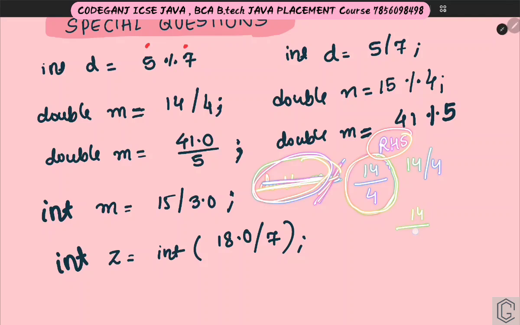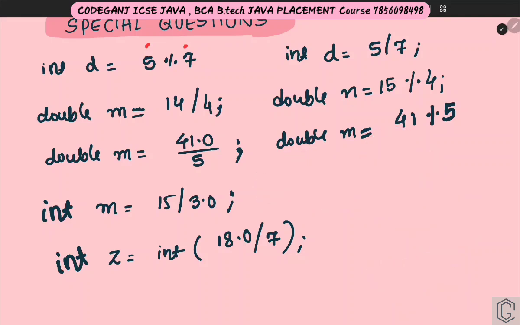So 14 by 4: 14 is an integer, 4 is an integer, so your answer will be calculated in integer only. It will only go 3 times and not 3.5 times. So your 3 got calculated. Now this 3 is going to get assigned into a variable called m, which is of type double. So it will add a 0.0. That's it, so 3.0 is the correct answer. Similarly, for 15 mod 4, it will go 3 times only and 3.0 will be the answer.